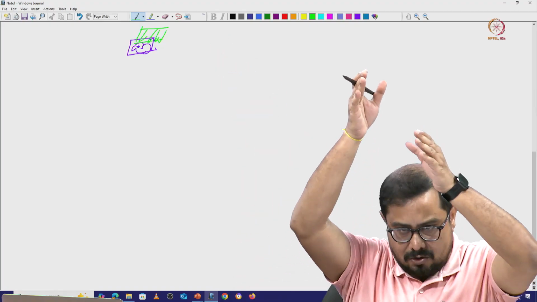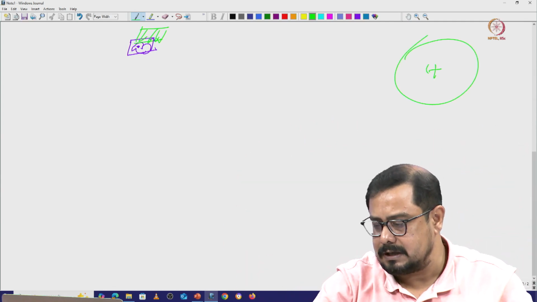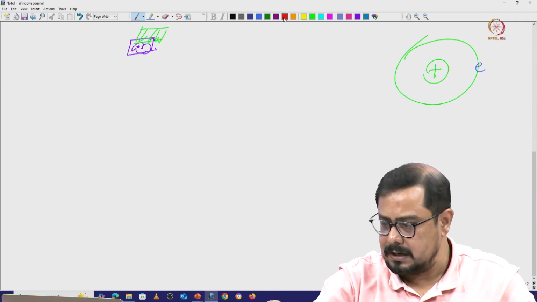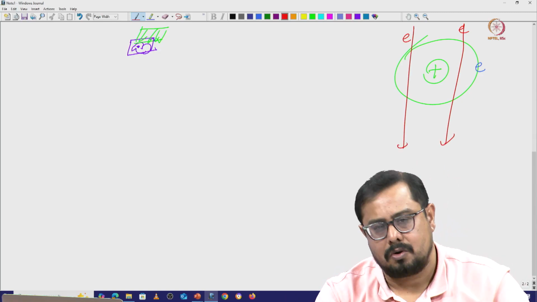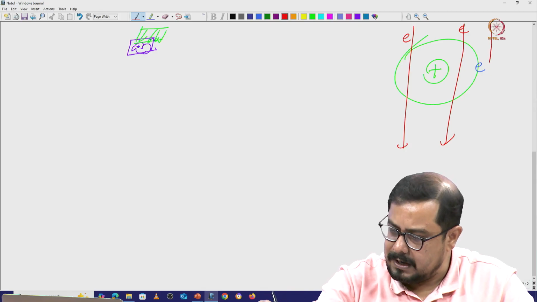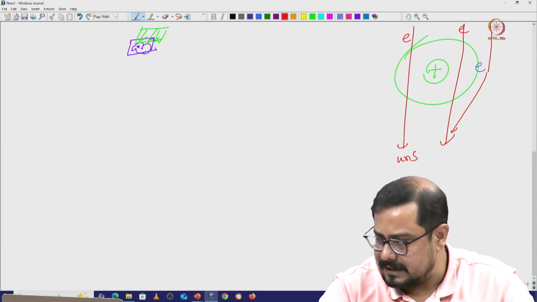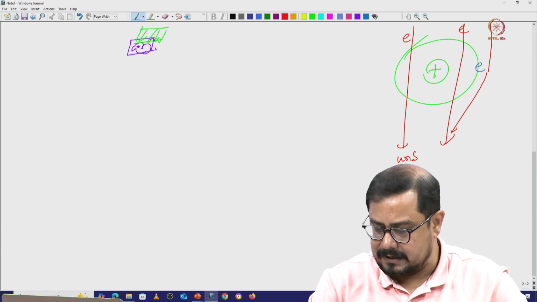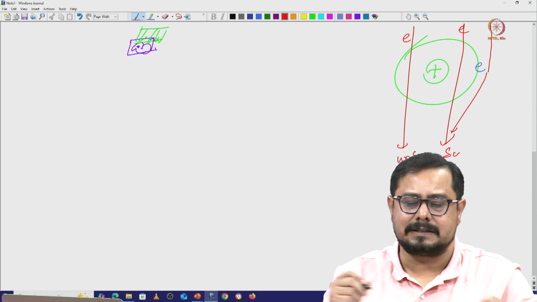Now, most of the time, if I just draw this, let me draw that. So this is our nucleus, and this is one incoming electron. Most of the time there will be no deviation of this electron beam, but some electrons will pass very close to the nucleus, and then they will deviate. So those are the unscattered electron beam, and this is a scattered electron beam.